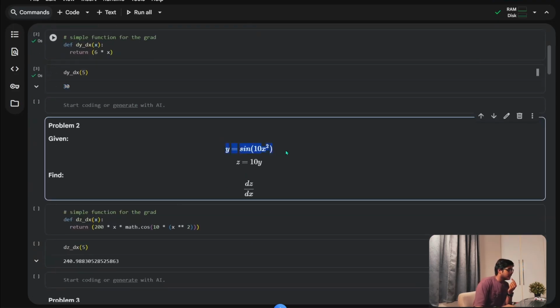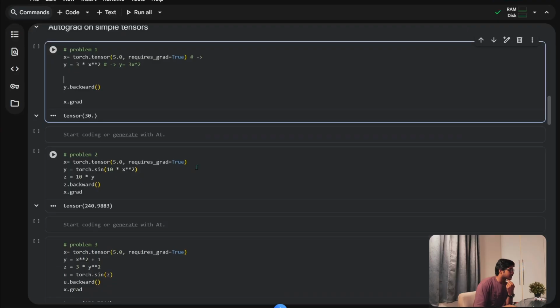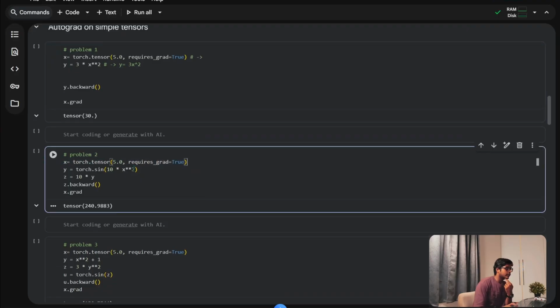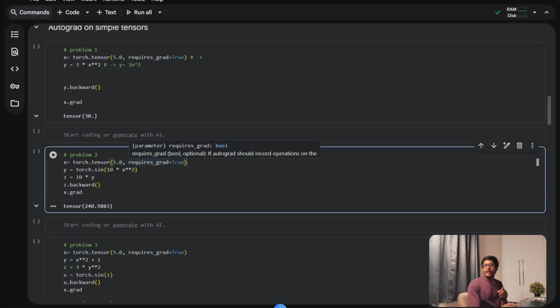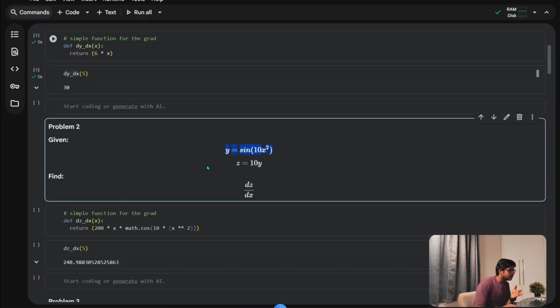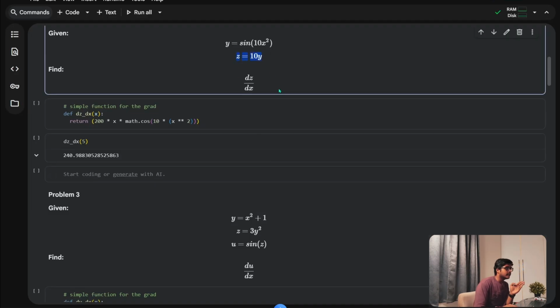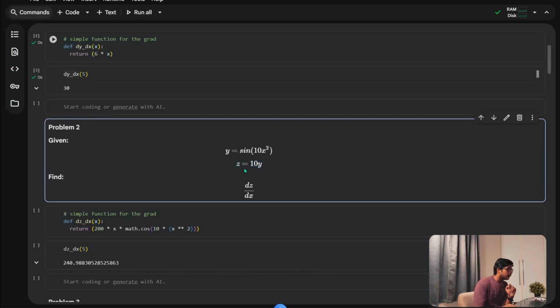Now the next question is this: y equals sine of 10x square and z equals 10y. So in the same way, we first create our x tensor with a value of 5, because there also we passed 5 as my input. So first you do this and make sure that you set requires_grad equal to true. Next we do y equals sine of 10x square. So we simply write this equation and then we write z equals 10y, meaning we simply write this equation. That's simple, right?